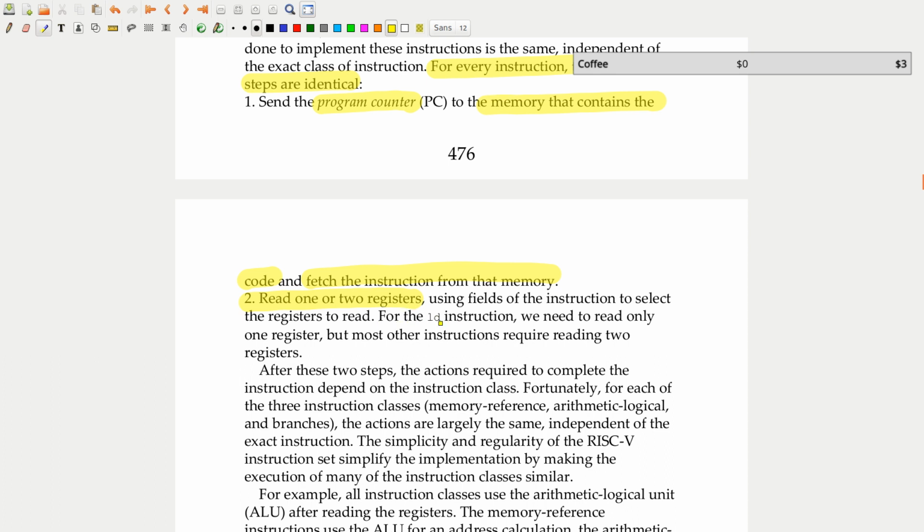For some instructions we need multiple registers. If we're adding two registers, we would need to access two registers in order to add them. But if we're just doing something like a load, we actually only need one register, because we really just need to look up the memory address that we're trying to load a value from.